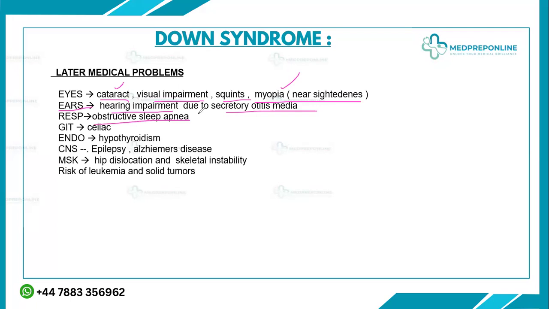Then in GIT, they can come up with celiac disease, and they will come up with the symptoms and features of celiac disease. Then endocrinology: hypothyroidism is common. CNS: epilepsy, Alzheimer's disease. MSK: hip dislocation and skeletal instability. And there is a risk of leukemia and solid tumors. A lot of questions are there in which they give you pancytopenia in Down syndrome. So we have a risk of leukemia, depending on what features they are giving in the exam.